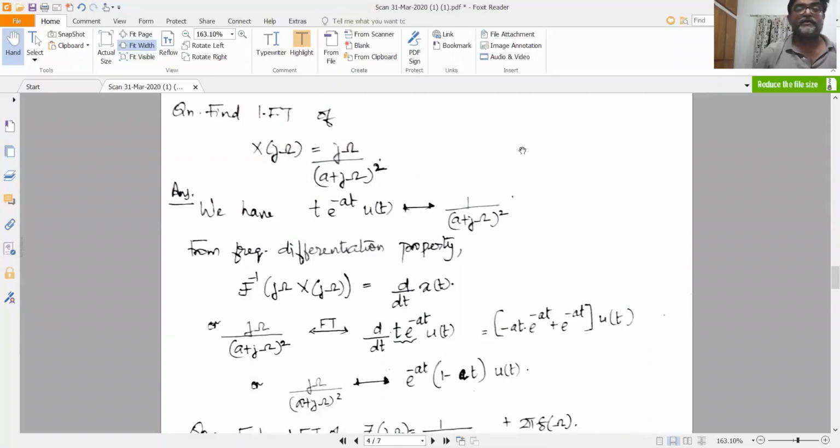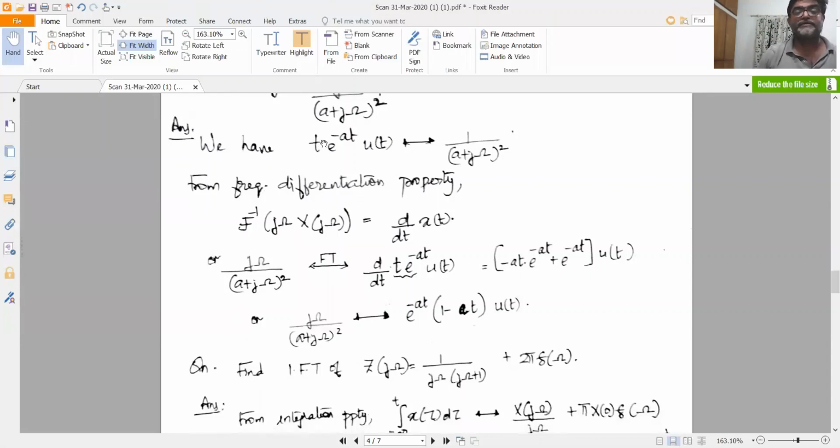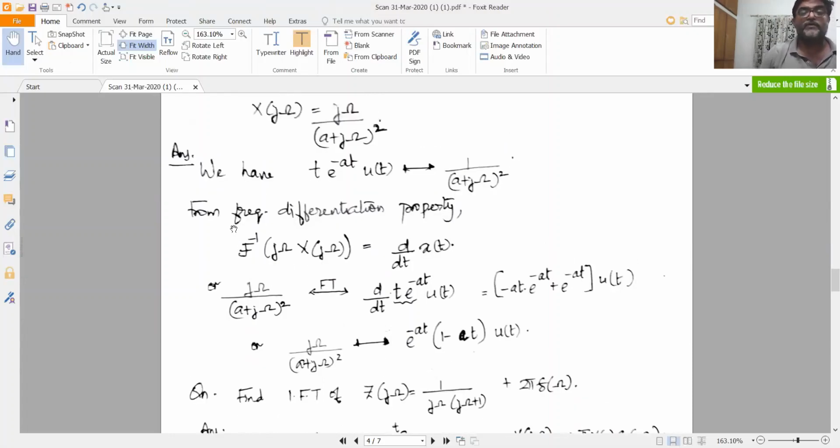For example, we will try to find the inverse Fourier transform of X(j omega) equal to j omega by (a plus j omega) the whole squared. So we already have this result: t e raised to minus at into u(t) is Fourier transform to 1 by (a plus j omega) the whole squared. So from the frequency differentiation property, you are multiplying this by j omega, to give you the spectrum given in the question.